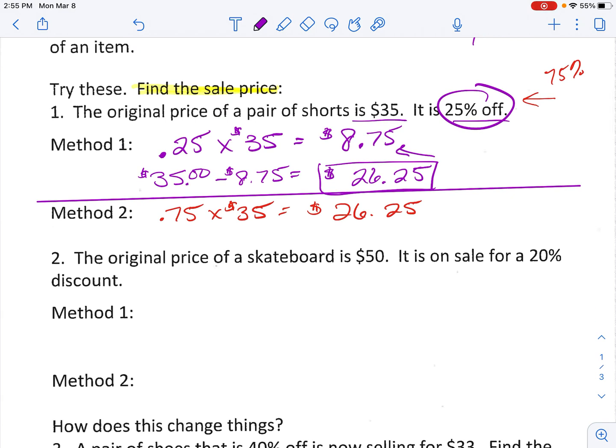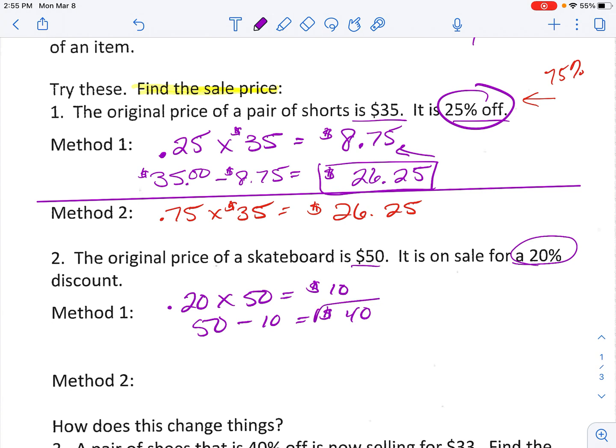Let's try another one. The original price of a skateboard is $50. It's on sale for 20% off. We get to take 20% off of the skateboard. So let's do 20% off of the $50. So 0.20 times 50 is $10 off. So the skateboard was $50, we take off 10, new price, $40.